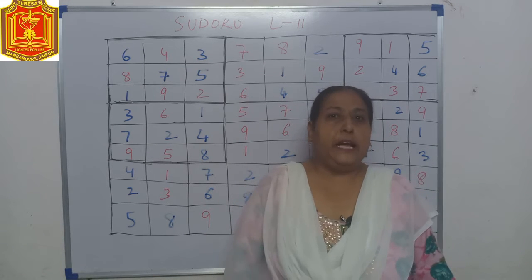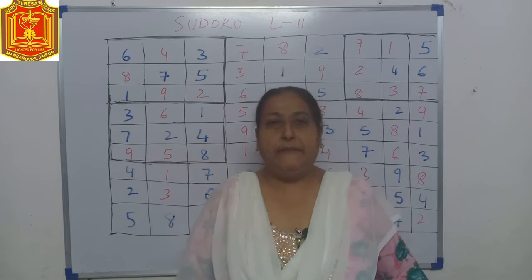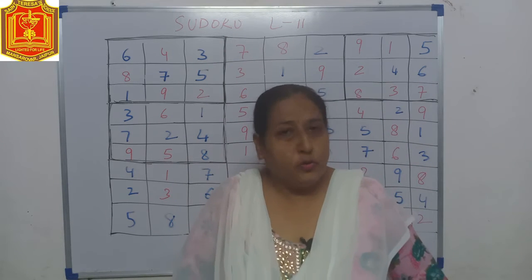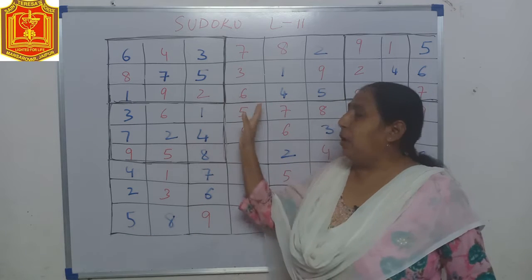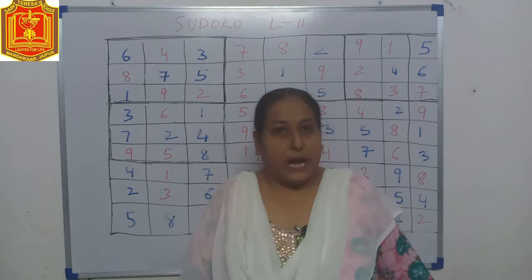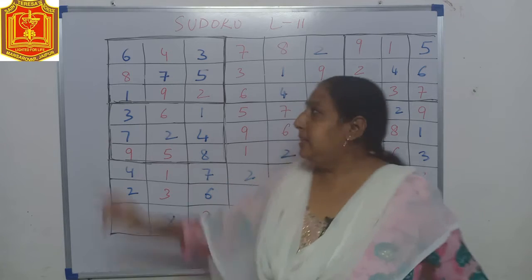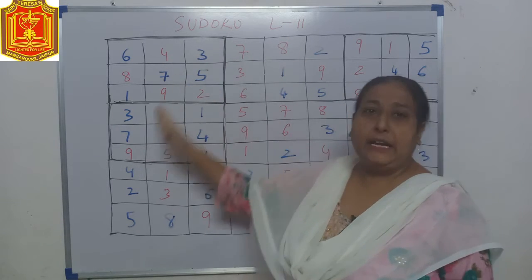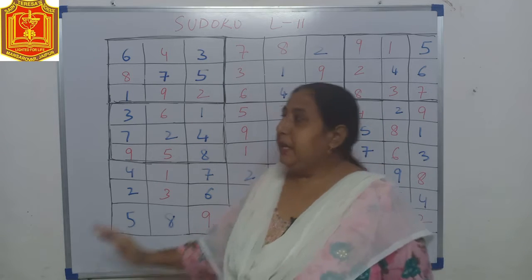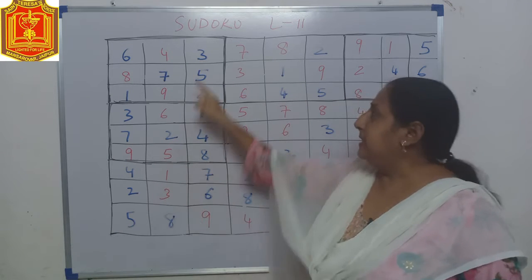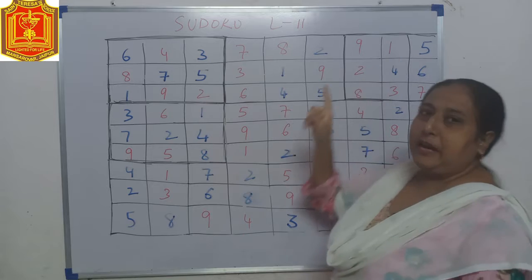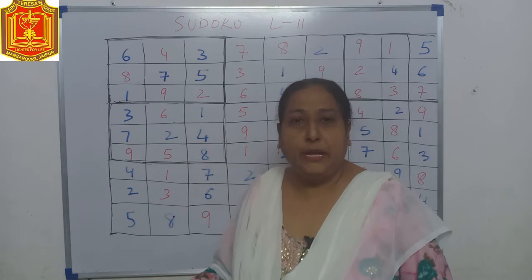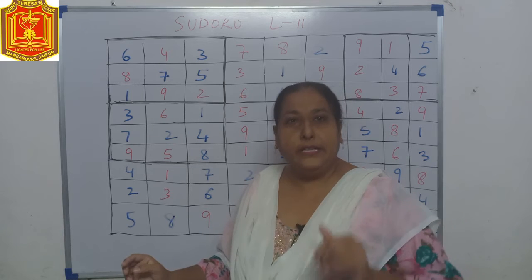Now, in chapter 10, I don't think there are any doubts, but in chapter 11, that is Sudoku, I will show you how to solve. Sudoku means a puzzle of 9 squares. In this, horizontally it is 9 and vertically it is 9. In the horizontal and vertical lines, all the digits should come once, that is from 1 to 9.